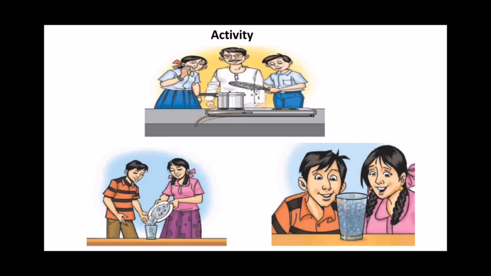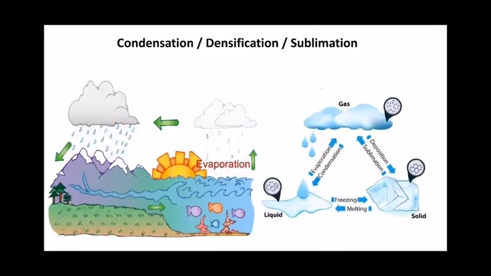In the first activity that we did, the steam from the cooker cooled and it condensed into water droplets. In the second activity, the vapor in the air condensed into water droplets. Next, we will be doing condensation, densification, and sublimation. So, the process of changing of water vapor in the air into water is called condensation or densification.